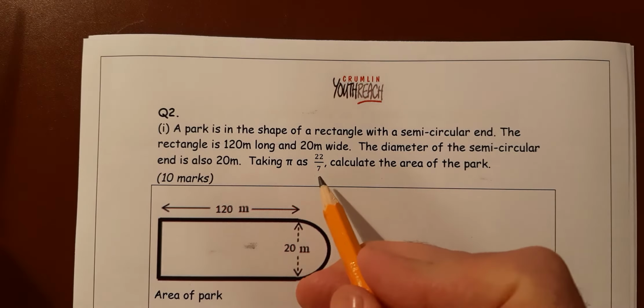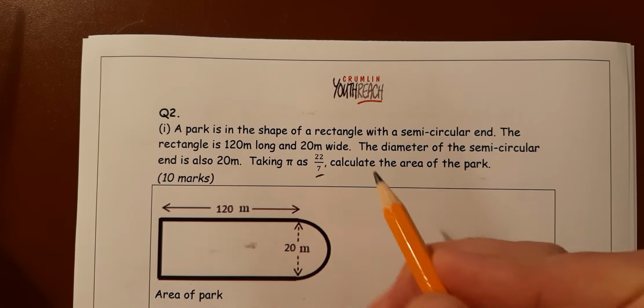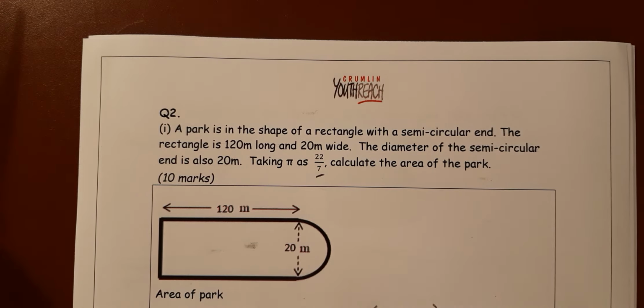So, importantly, for pi we need to use 22/7. This is what's called a compound shape, so we don't have a formula that will solve this for us. So we need to split it into two parts. The two parts we're going to look at are a rectangle and a semicircle.